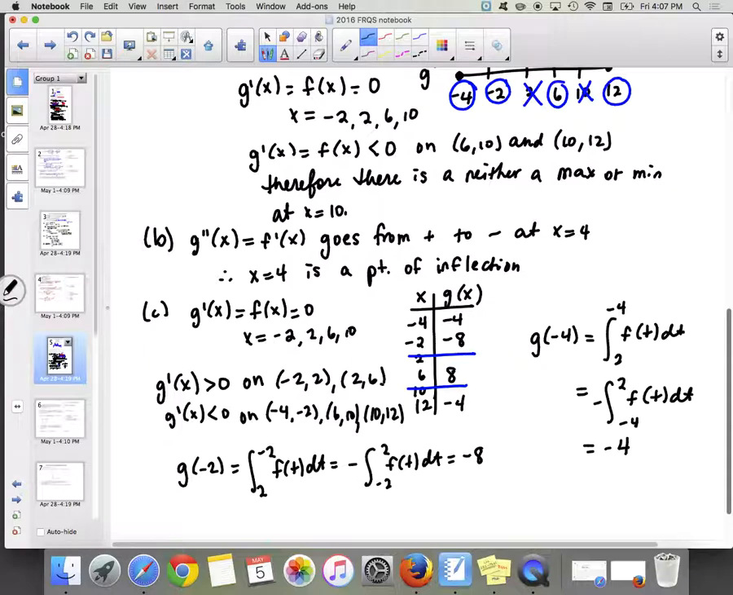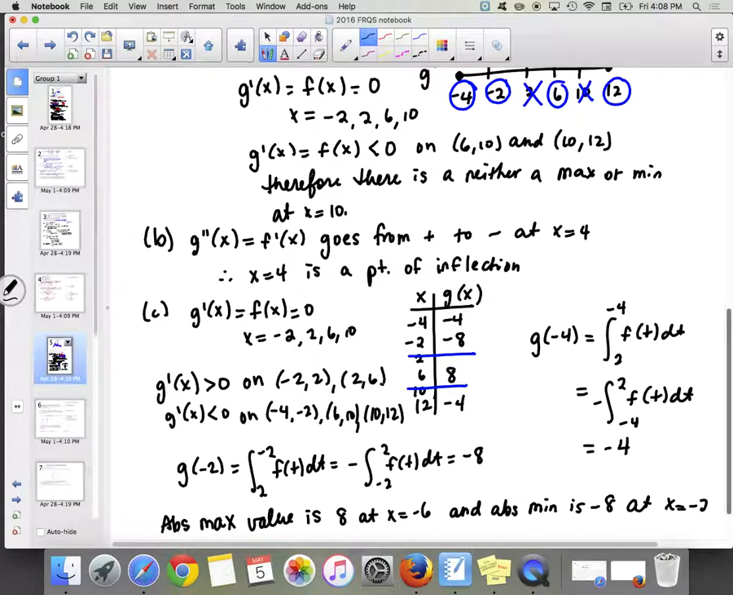So if I want the absolute max, I look for the highest point, which is 8. So absolute max value is 8 at x equals 6, and absolute min is -4, and this is at 2 locations. So it'd be at, actually, -8, whoops, -8 at x equals -2. I should look more carefully. All right, so that would be our answer on that one. So that's a pretty tricky one. It involves lots of integration.